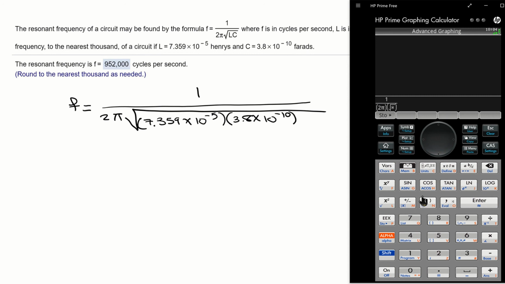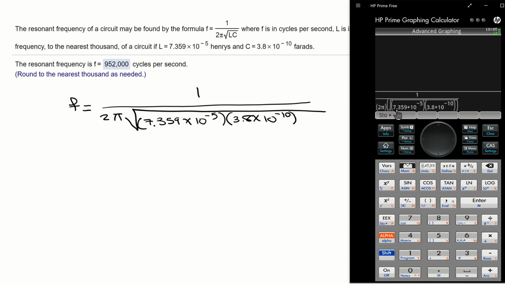Now I'm going to open a set of parentheses to put in L, which is 7.359. At this point I can invoke the scientific notation key right here, or in case some of your calculators do not have that, I'll just go ahead and type it in. So I'll just go times 10 to the power of negative 5, and we're done with that parentheses. So we're going to exit out of it, and I'll open another set of parentheses to type in the C value, which is 3.8 times 10 to the power of negative 10.